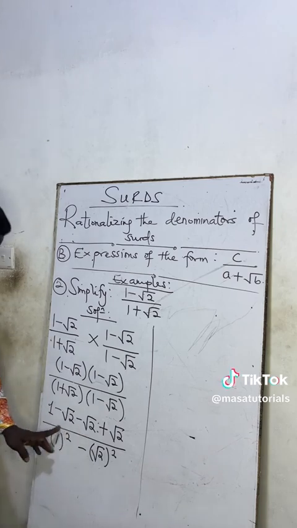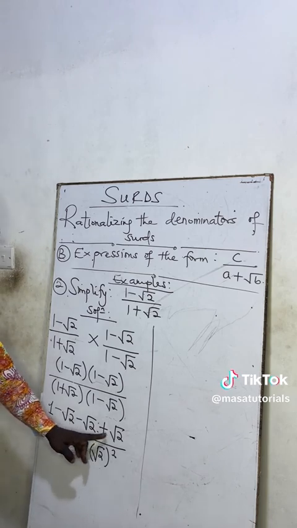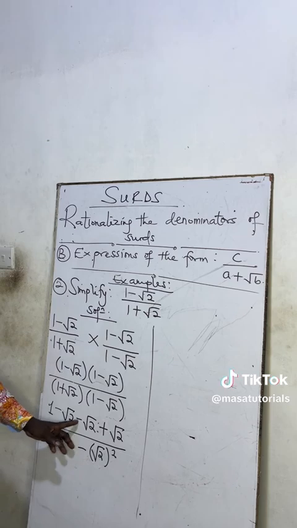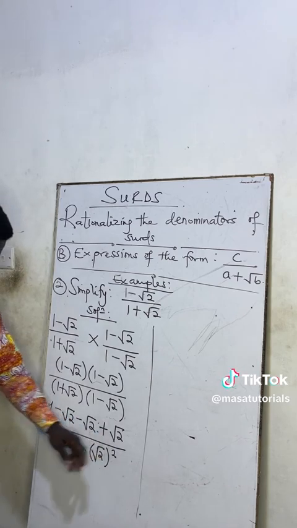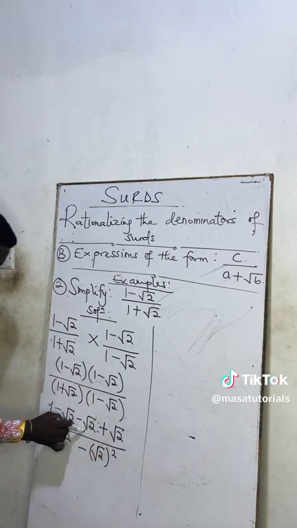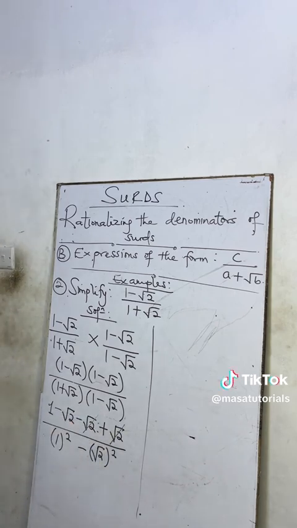So here we have 1. Then let's see something here. Grouping like terms, negative square root of 2 and positive square root of 2 can cancel. Or even negative square root of 2 and positive square root of 2 can cancel. So we'll get 0 here. Now we are left with what? 1 minus square root of 2. We are left with 1 minus square root of 2.